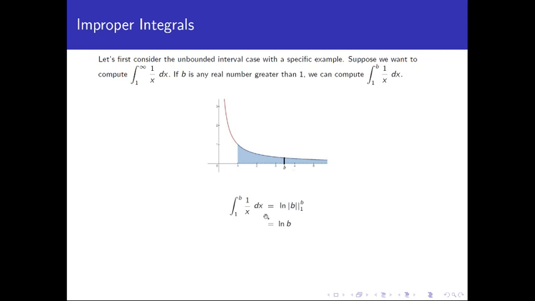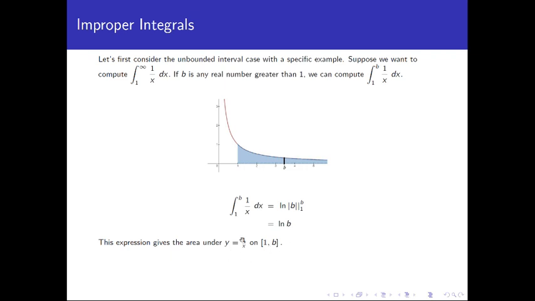Certainly 1 over x is a nice continuous function on that interval from 1 to b. Again, as long as b here is bigger than 1, we're good. Do an antiderivative, plug in your endpoints. We get natural log of b for our integral. So what happens to this value as b gets larger and larger? That's what we're really interested in.